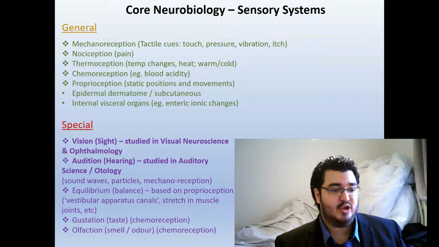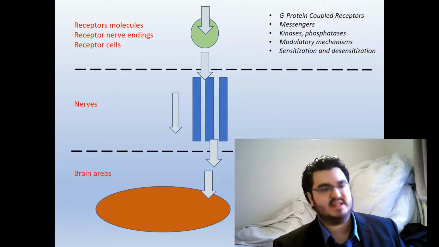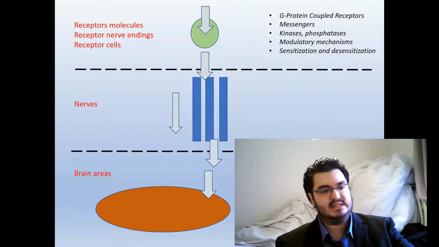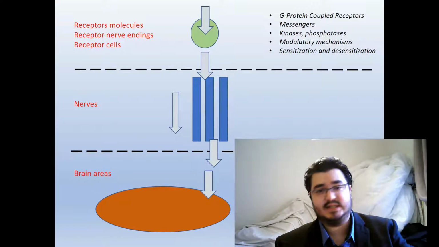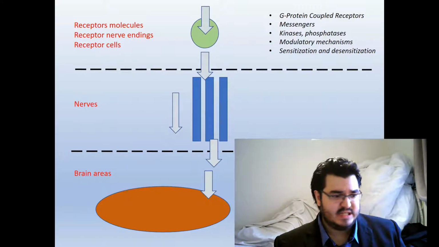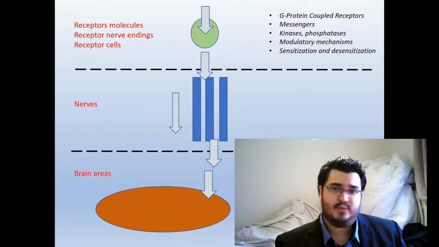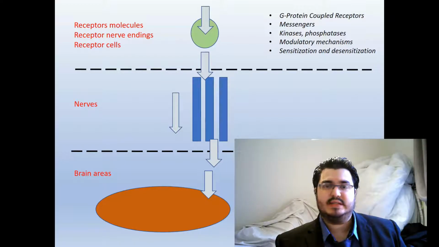So I know more about visual neuroscience, and whichever sensory system you look at, this is the basic schema of sensory systems. You have a receptor molecule, receptor cells, then you have the nerves that carry the information, the action potentials, and it's related to the brain areas, and it's processed and integrated there in the brain. That's the gist of sensory systems.